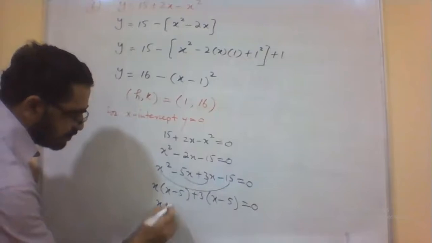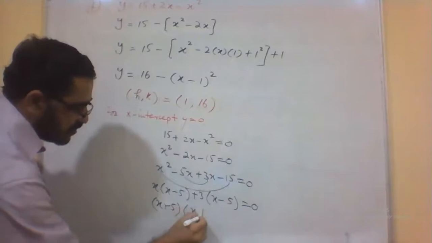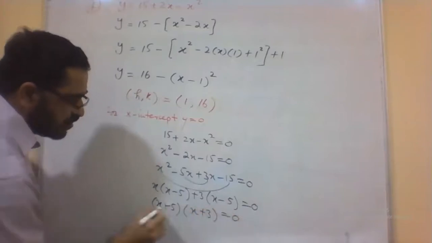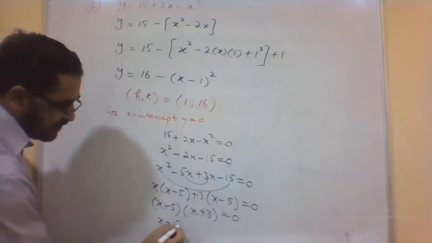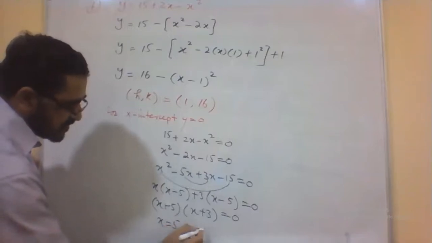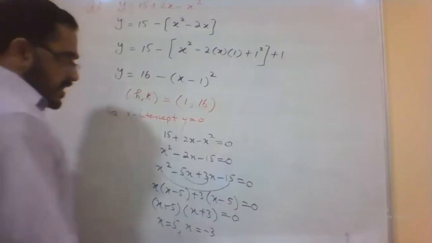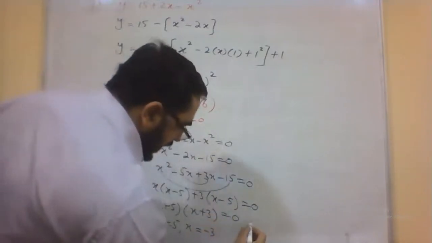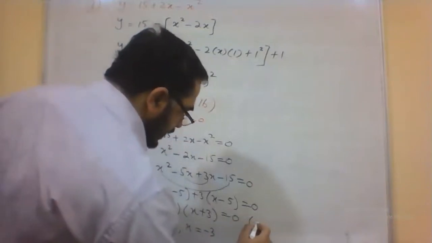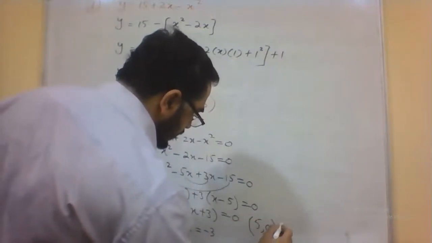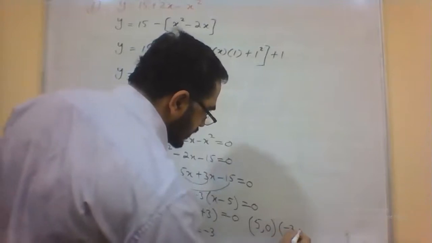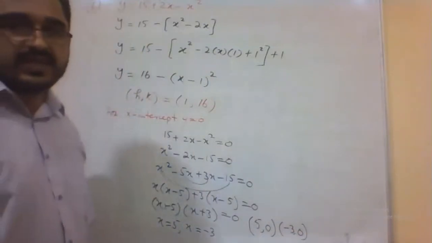Then x minus 5 is the first factor. X minus 5 we can take common, inside will be x plus 3 equal to 0. When x minus 5 is 0, x will be 5. And when x plus 3 is 0, x will be minus 3. It means 2 points on the x-axis are 5, 0 and minus 3, 0. These 2 points.